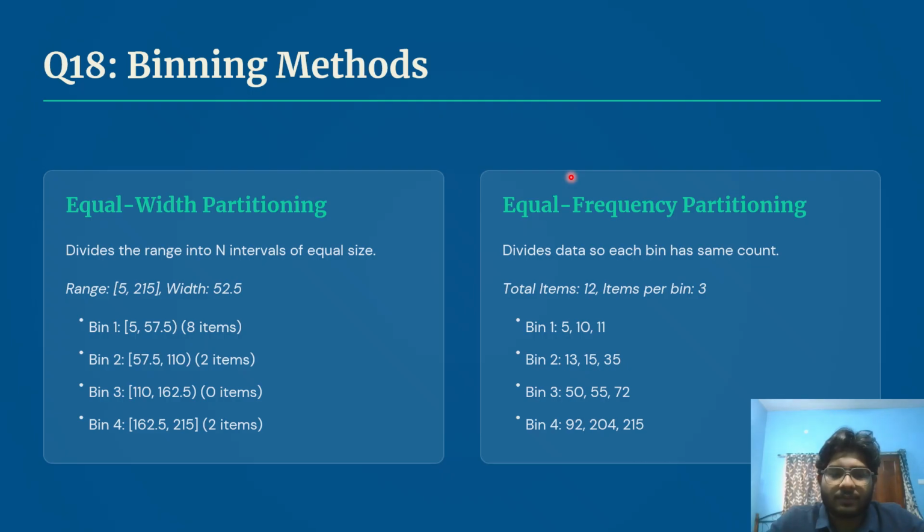If we talk about what will be a final answer, we can say that equal width binning divides the data set into fixed size intervals, while equal frequency binning ensures each group has the same number of values. Equal frequency handles skewed data better, while equal width is simpler to implement.